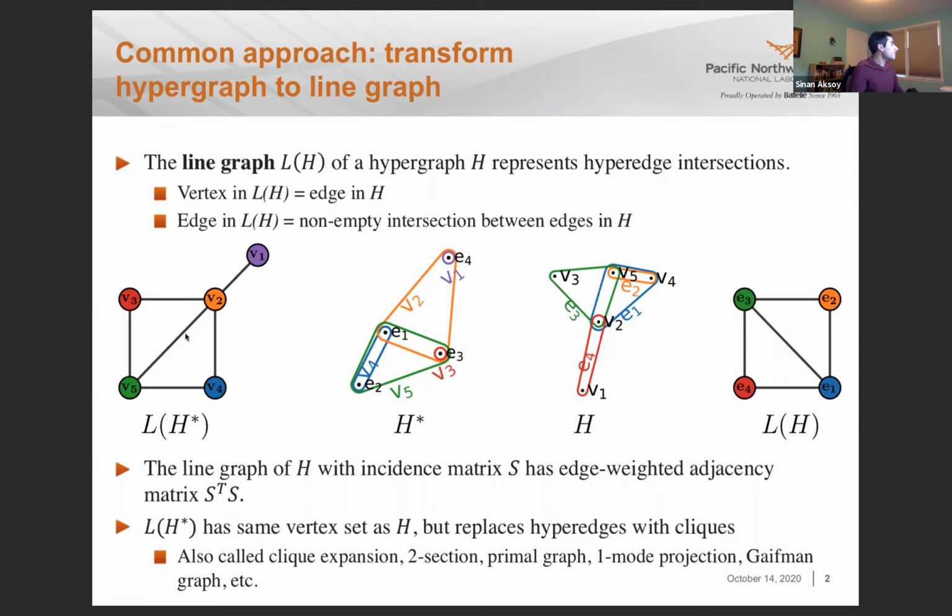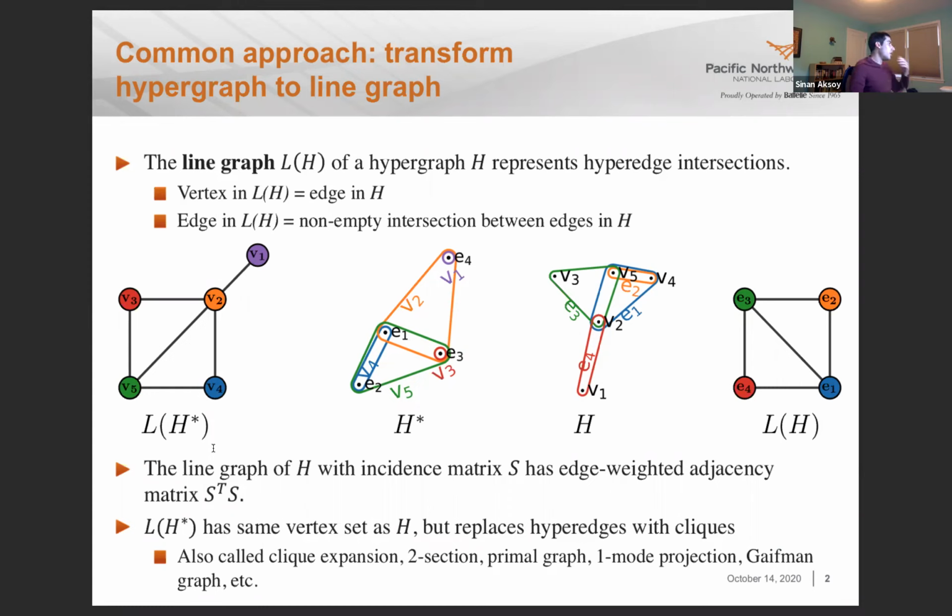So the line graph of a hypergraph with incidence matrix S, you can show that this just has edge-weighted adjacency matrix given by S transpose S. That just falls out very quickly from the definition of matrix multiplication.